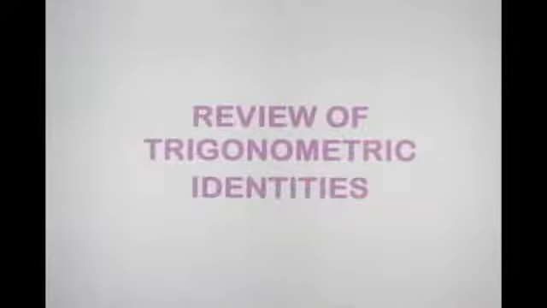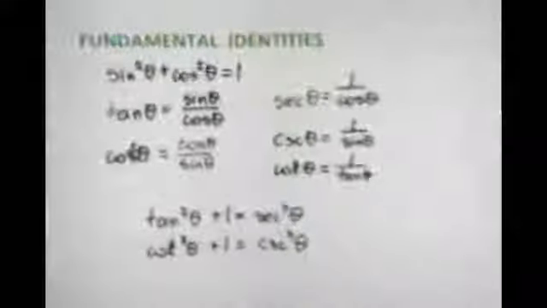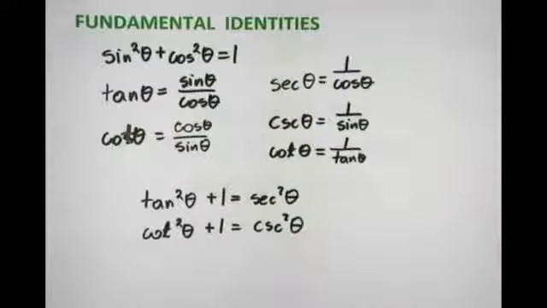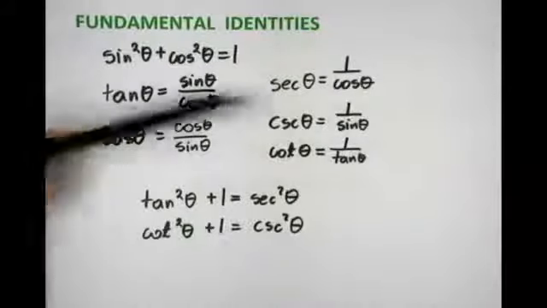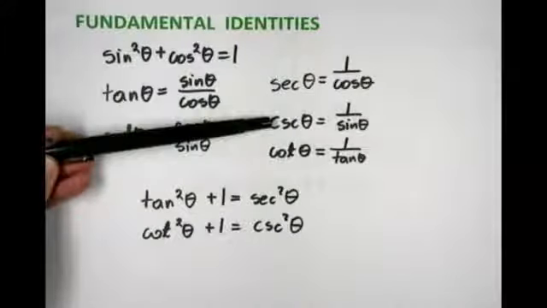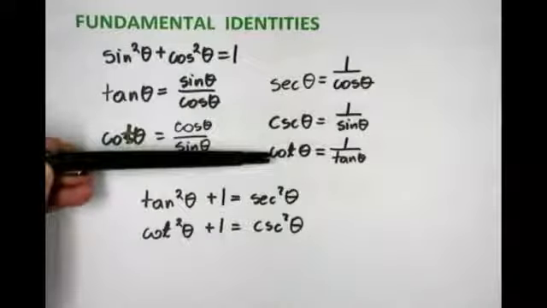Review of trigonometric identities. We need to recall the fundamental identities. This part everyone should know. So we have sine squared theta plus cos squared theta is equal to 1. Tangent theta is sine over cos. Cotangent theta is cos over sine. Secant theta is 1 over cos. Cosecant theta is 1 over sine, and also cotangent is 1 over tangent.